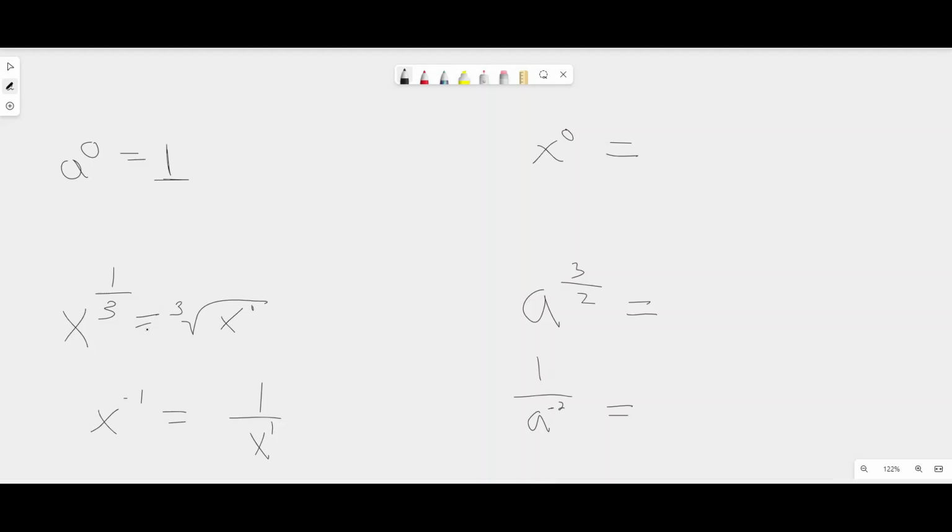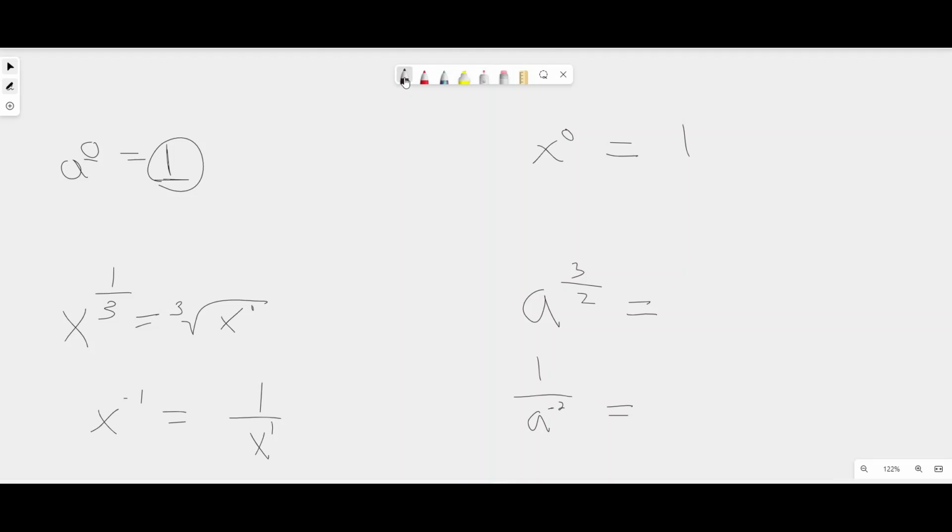Here's our next set of rules. To start, anything to the 0 power is just 1. So a to the 0 is equal to 1, and x to the 0 is equal to 1. 1 to the 0 is equal to 1, 2 to the 0 is equal to 1. Anything to the 0th power is equal to 1.